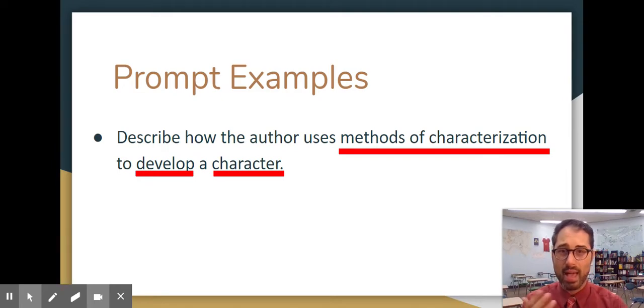What this question is basically asking then is, how does an author use methods of characterization? What a character says, does, thinks, what other characters say, what we're directly told. How those things create a character. So we want to describe a character based on the methods of characterization.